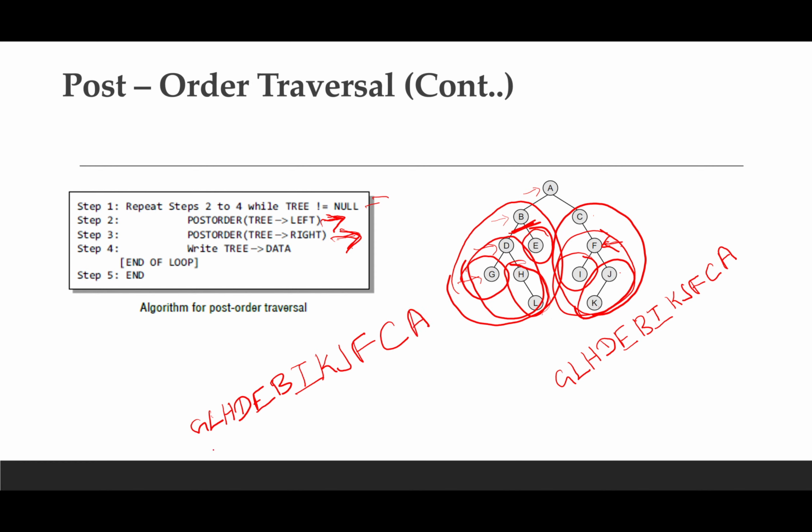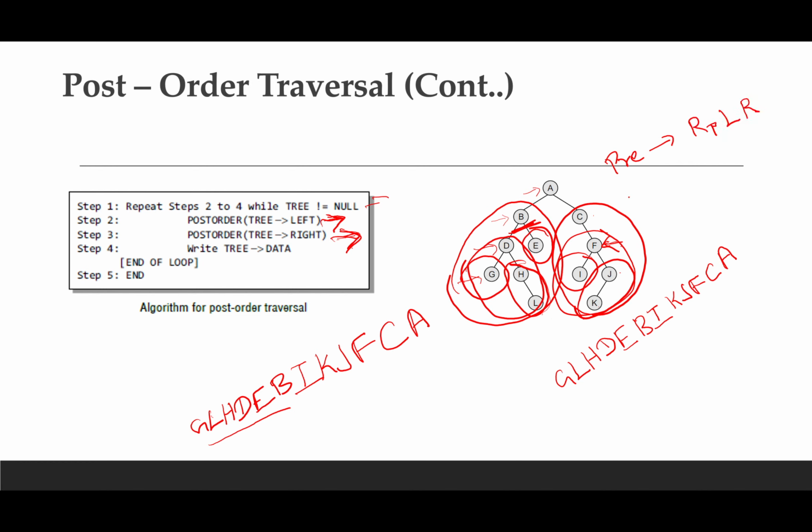So what is the order? It is G L H, that is E B I, then K J F C A. So you have to remember these steps. First is pre-order. In pre-order, what are the steps? We have to visit the root, then left and right.